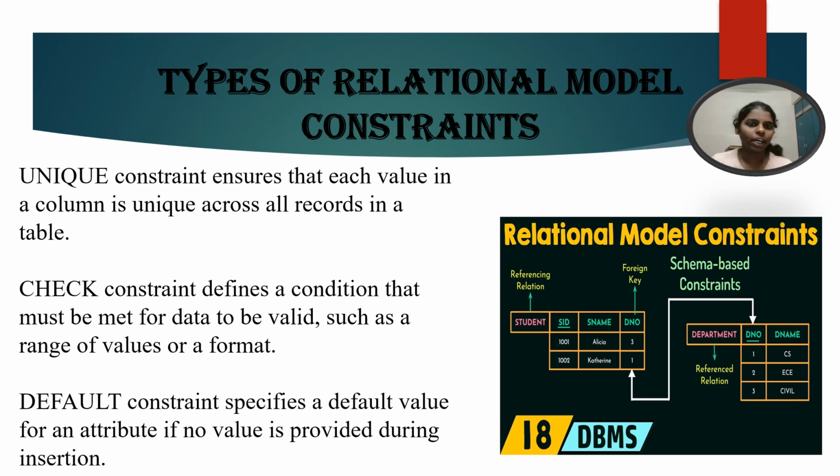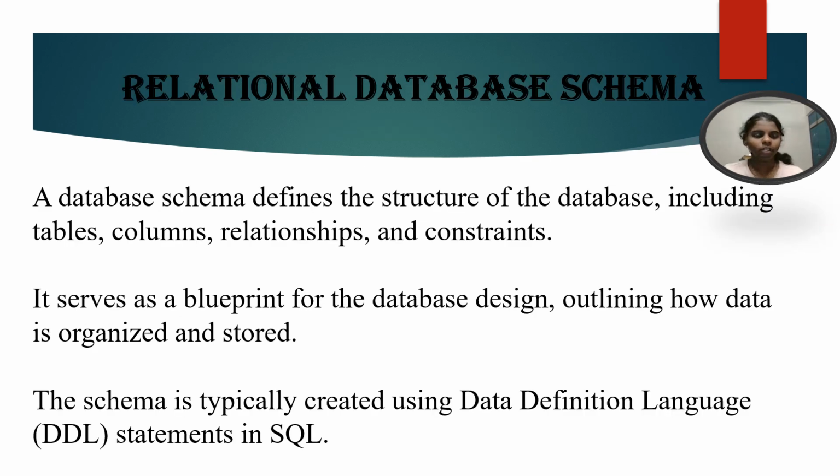Let us see the types of relational model constraints. There are three types. They are unique, check, default. Unique constraint ensures that each value in a column is unique across all records in a table. Check constraint defines a condition that must be met for data to be valid, such as a range of values or a format. Default constraint specifies a default value for an attribute if no value is provided during insertion. Everything can be seen in an image.